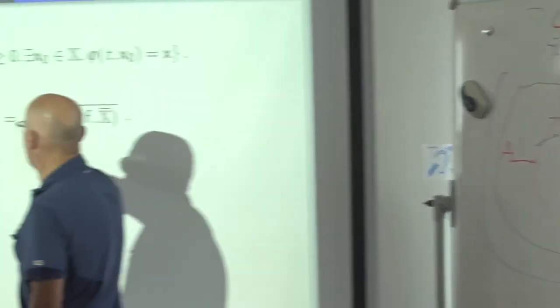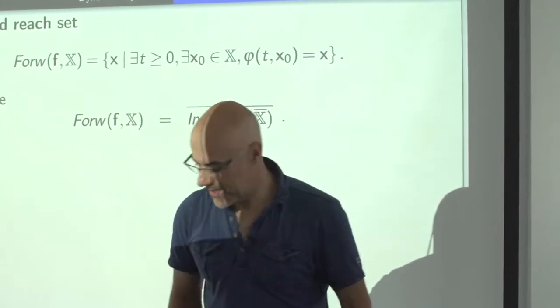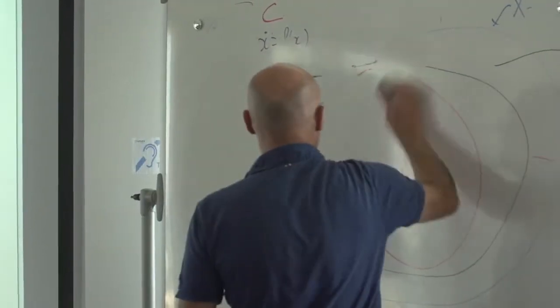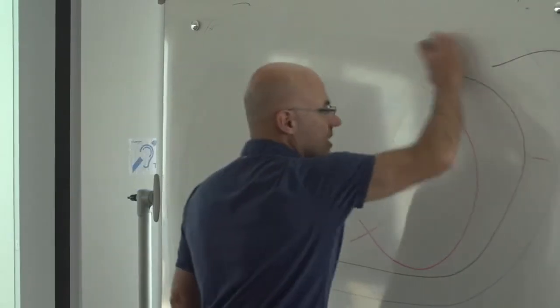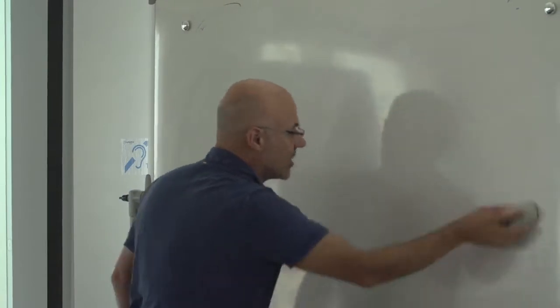So what we call now the forward reach set. I have a set like this. I just want to show you that a lot of things can be cast into the framework of a positive invariant set.